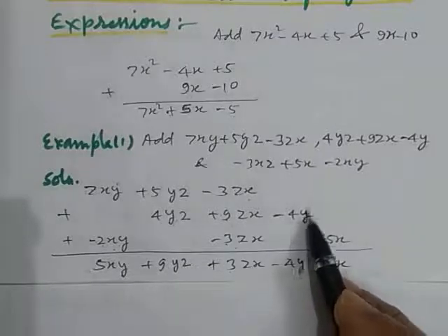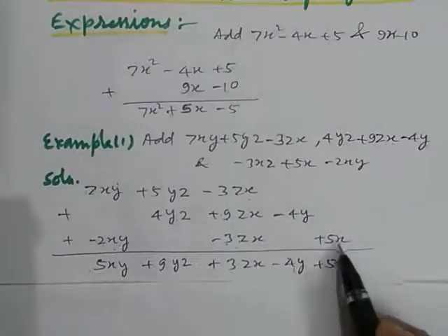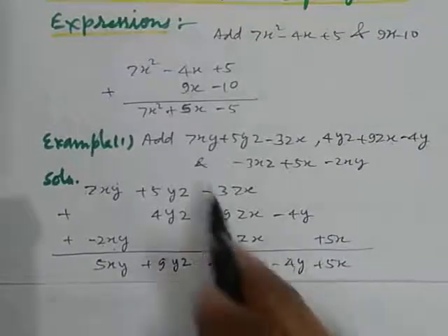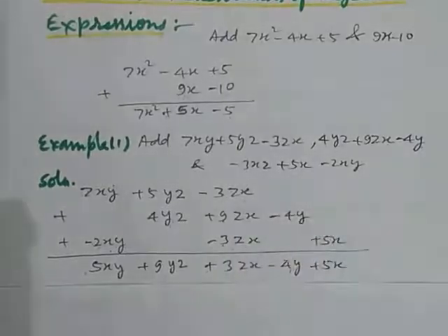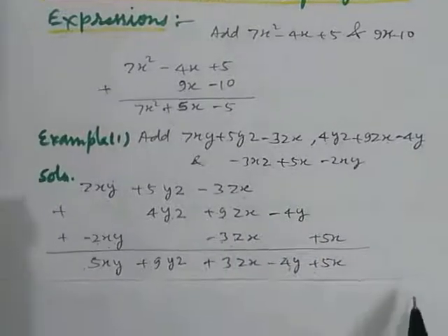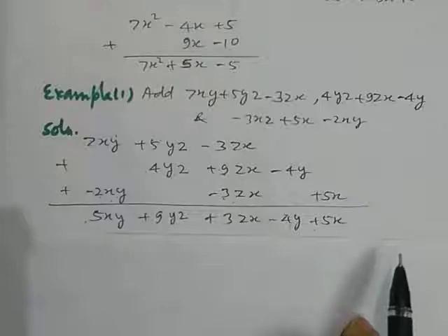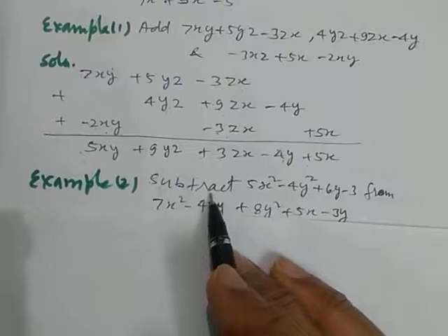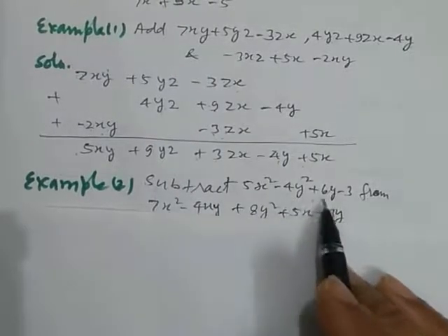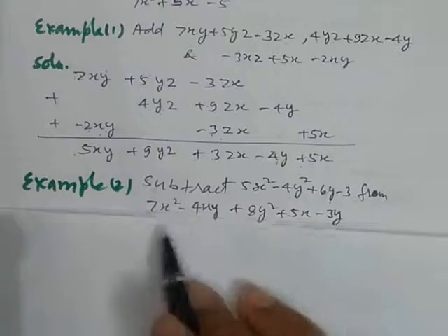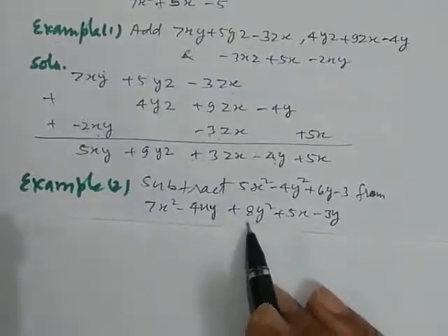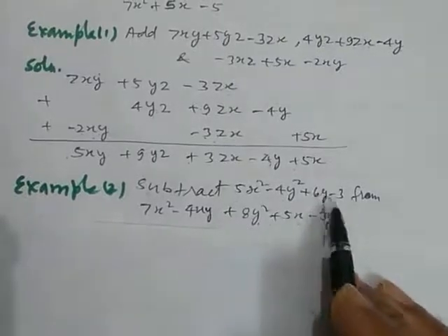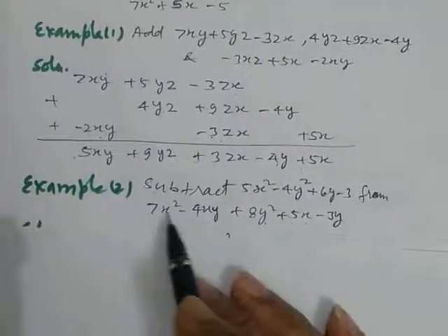Now minus 4y is alone, so we put minus 4y. 5x is also alone, so we put plus 5x. So this is the result of addition of these three expressions. So this way we can add different expressions. Now we learn subtraction. Subtract 5x square minus 4y square plus 6y minus 3 from 7x square minus 4xy plus 8y square plus 5x minus 3y. Here, this expression is subtracted from this, so first we write down this.